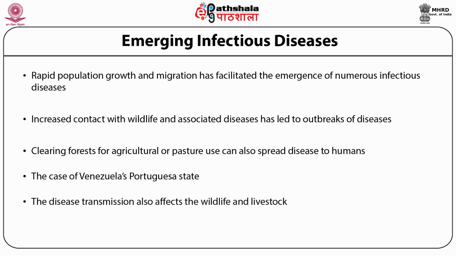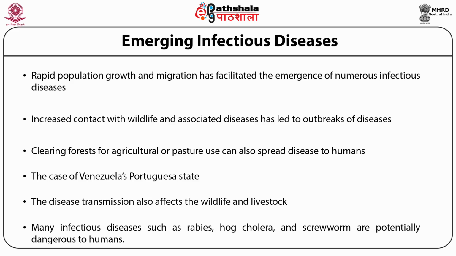The disease transmission also affects the wildlife and livestock. The bovine tuberculosis has spread rapidly among buffaloes in East Africa. These diseases have constrained the rapidly expanding deer farming industry in China and Southeast Asia. Many infectious diseases such as rabies, hog cholera, and screwworm are potentially dangerous to humans.